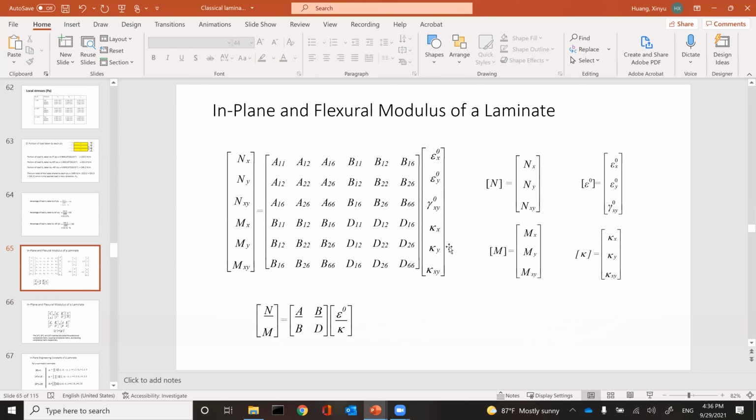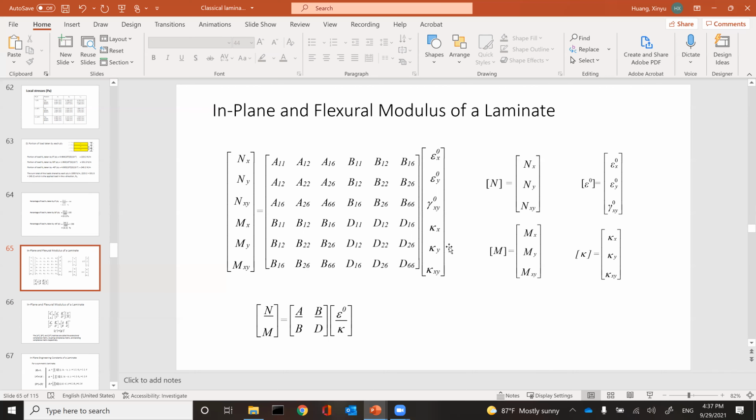You can rearrange this matrix. Once you've got the ABD matrix, you can do all kinds of things. You can manipulate the ABD matrix to come up with a number that characterizes how stiff the plate is under bending. We call it flexure modulus. You can sort of get a metric that indicates how stiff the plate is when you bend it.